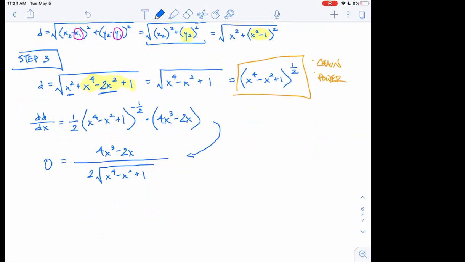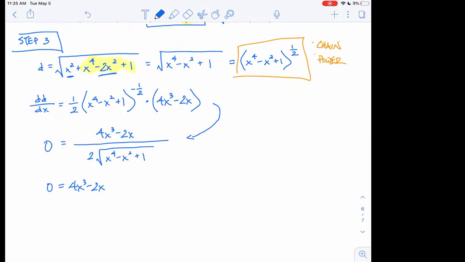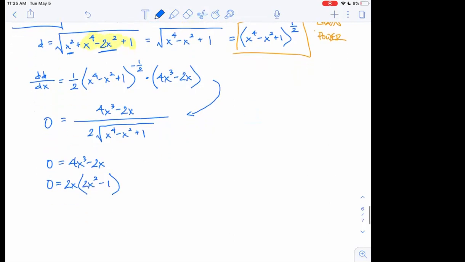All right, so in this case, I think that we can go ahead and multiply the denominator to the other side, and that's going to give us 0 equals 4x cubed minus 2x. And I can begin to look at this like 0 equals 2x, and then I get 2x squared minus 1. So I want to start to think about factoring. I'm going to get 0 equals 2x, and this is actually going to be square root of 2x plus 1 and square root of 2x minus 1.